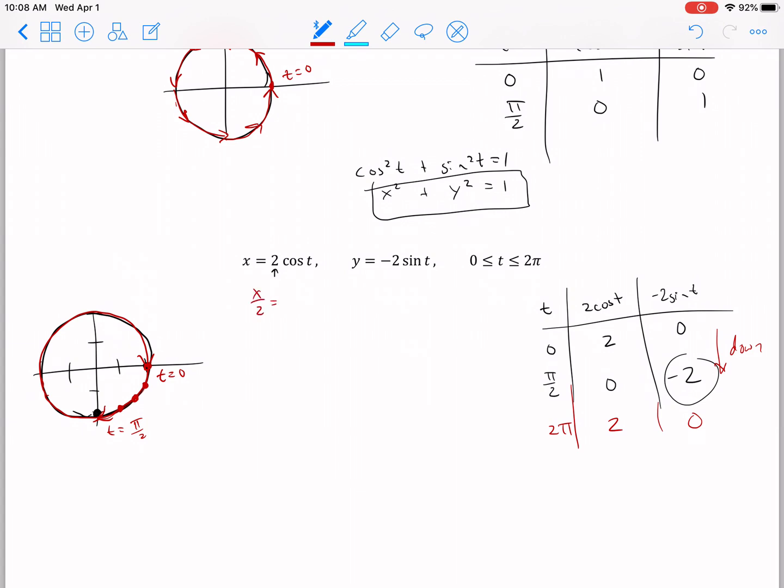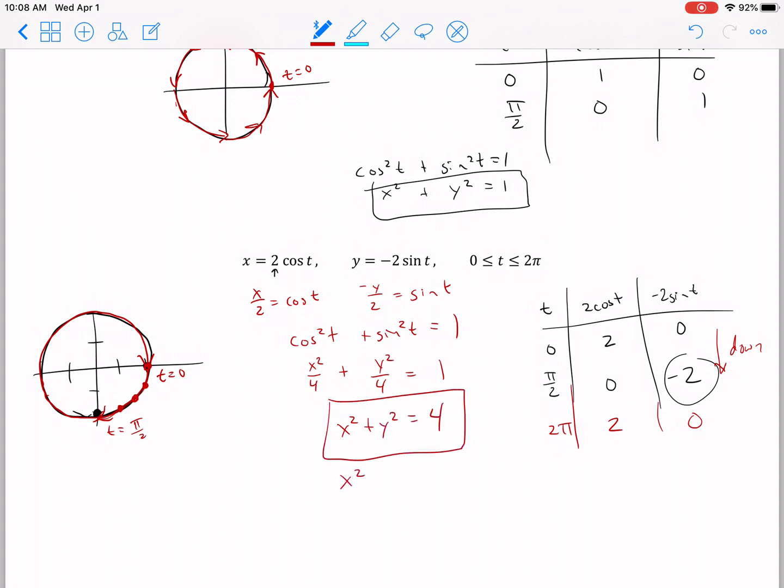Here we can say x over 2 equals cosine of t, and negative y over 2 is equal to sine of t. And again, cosine squared of t plus sine squared of t is equal to 1. And so then we can square both of those. So this will be x squared over 4 plus y squared over 4 equals 1. And then we multiply everything by 4, we get x squared plus y squared equals 4. And that's the equation for, well, x squared plus y squared equals 2 squared.